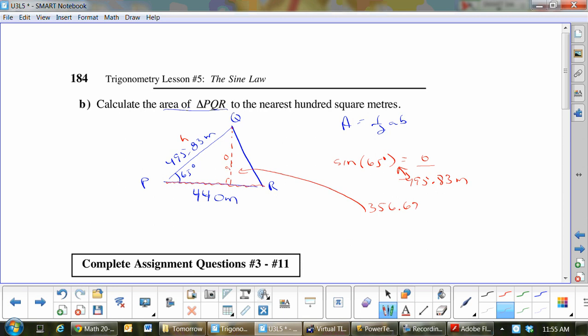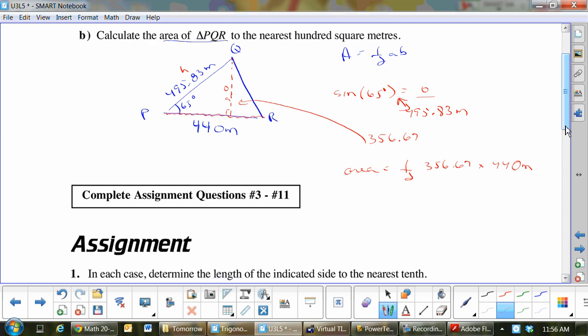So now you can find your area. It equals 1/2 times 356.67 times my base, which is 440 meters. And then you get 78,500 meters squared. So that's one that makes you think, oh, how am I supposed to find that?